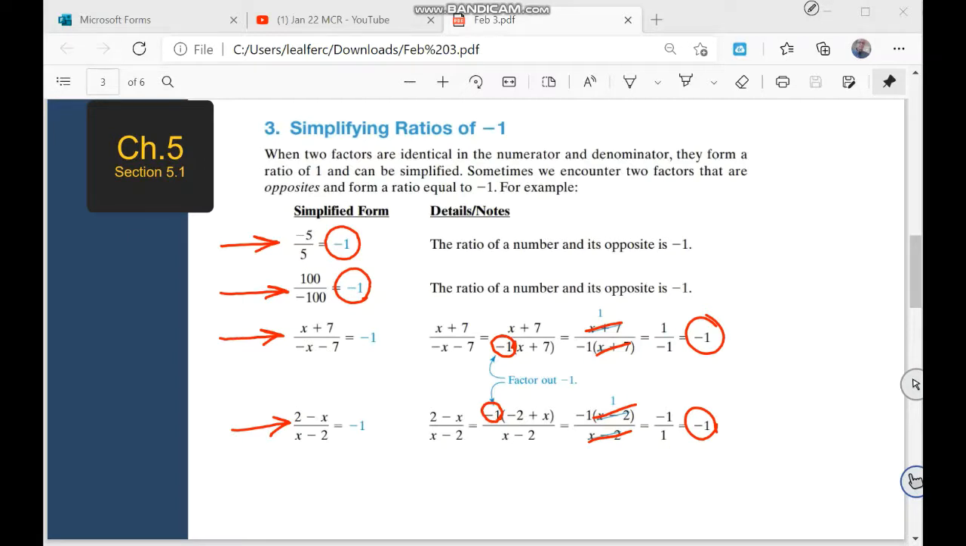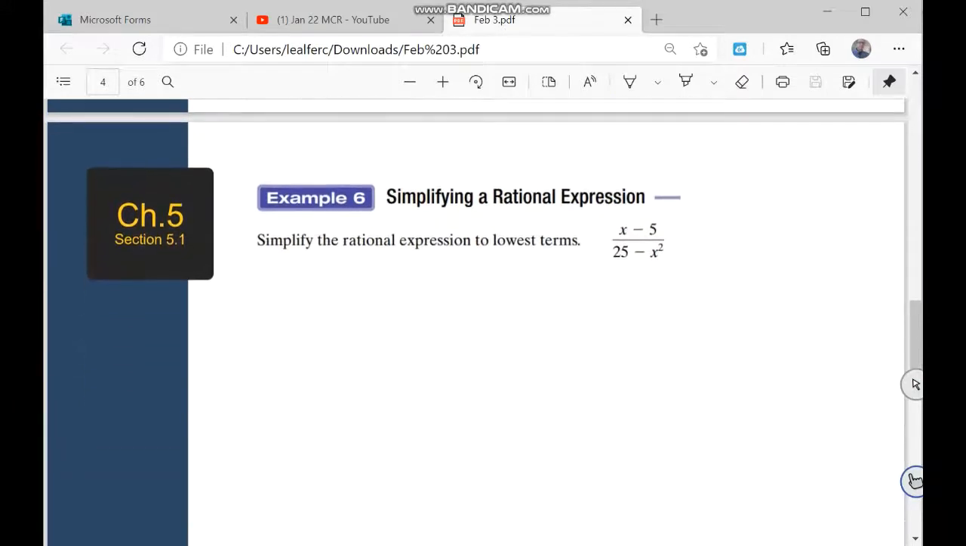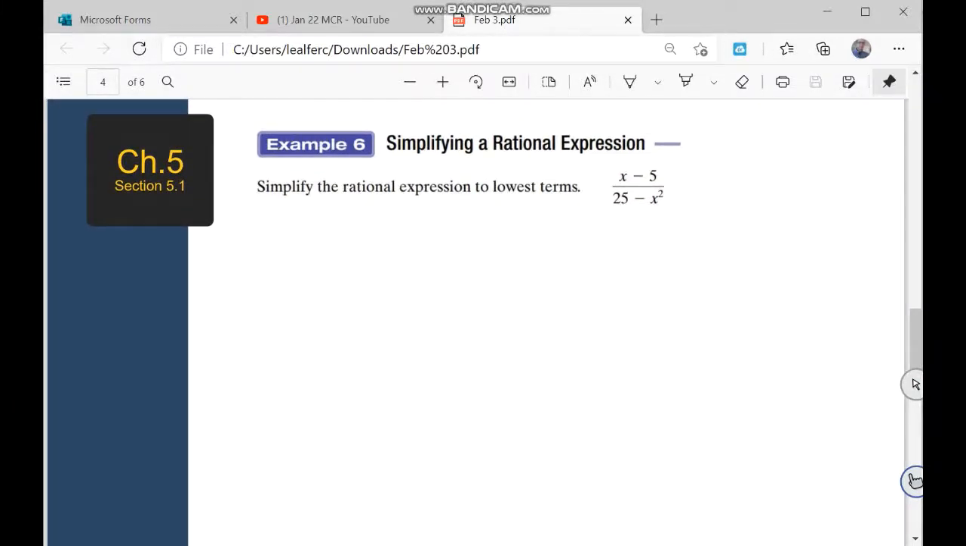It looks pretty simple. As usual, when I explain the concept, it kind of looks simple. But then when you try to apply it on an example, it's not as simple as we thought. Let's do an example now and check if this is true or not. We will work on the example here, simplifying the rational expression to the lowest terms.